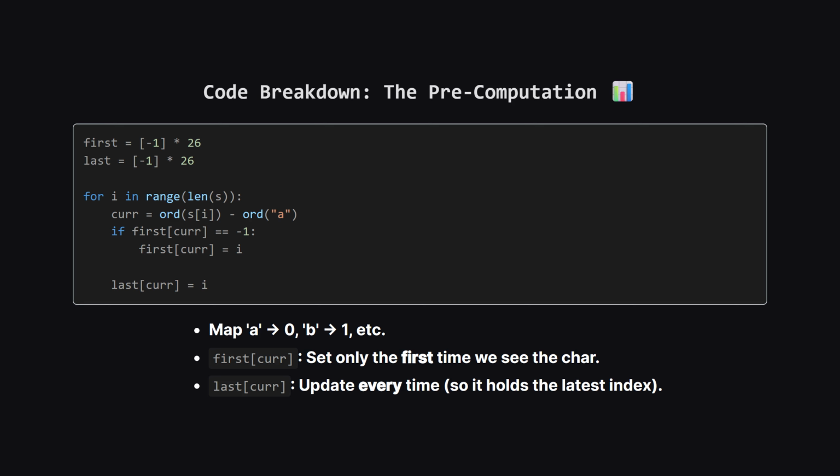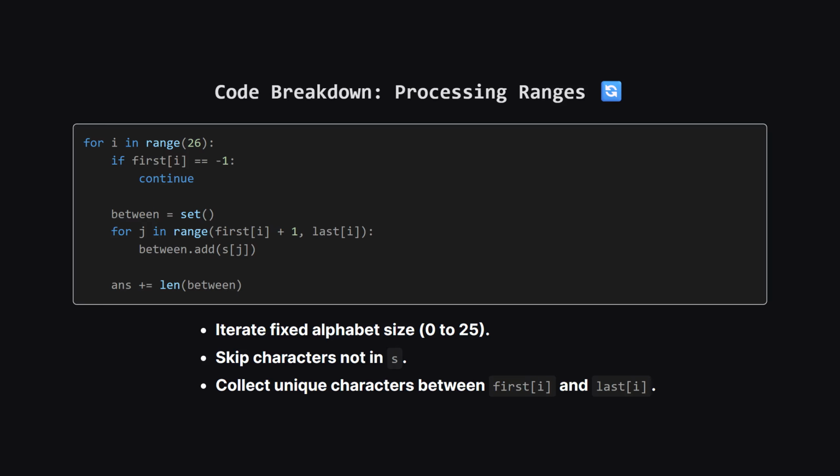If we check our first array and see a -1, it means this is the first time we've encountered this letter, so we save the index I. For the last array, we always update it with the current index I. By the end of the loop, last will naturally hold the position of the final occurrence. The second part of the logic is almost identical to our first approach, but instead of iterating through a set of characters from the string, we just iterate through the numbers 0 to 25.